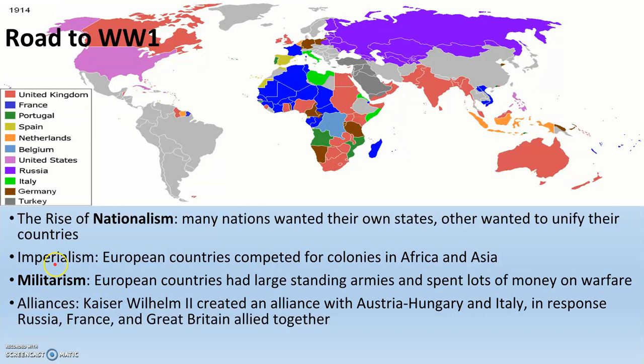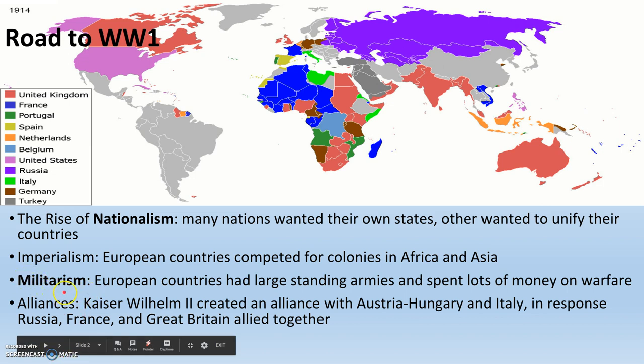Component 2 is imperialism. We talked about that in the last video. So European countries are competing for colonies in Africa and Asia. Prestige is involved, resources involved, money's involved. It's a huge contributor to World War I. Number 3 is militarism. European countries, as a result of the Industrial Revolution, have created some really advanced weapons. They have huge standing armies, and they've spent lots of money on warfare. They want to test them out.